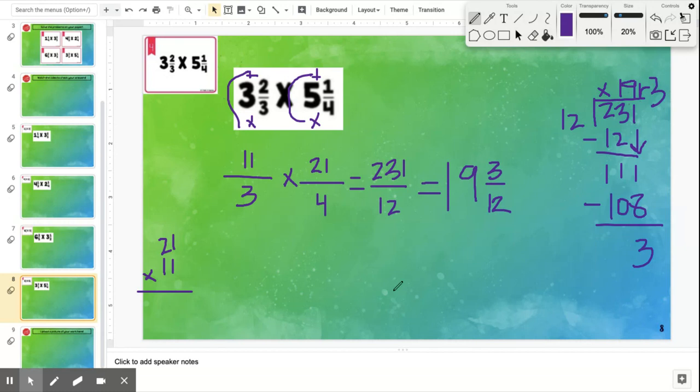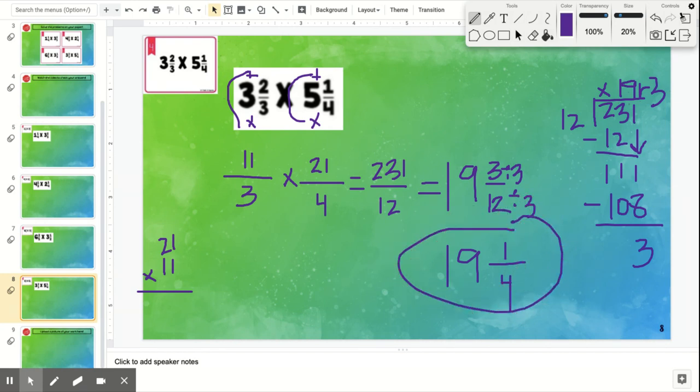So you would not see this answer on a test or an exit ticket because it is not simplified all the way. So you have to think of a factor that 3 and 12 have in common. You cannot divide by 2 because 2 does go into 12, but it doesn't fit into 3 evenly. However, 3 fits into 12 evenly. So that means you can divide both by 3. So final answer, whole number doesn't change. 3 divided by 3 is 1. 12 divided by 3 is 4. So final answer is going to be 19 1/4.